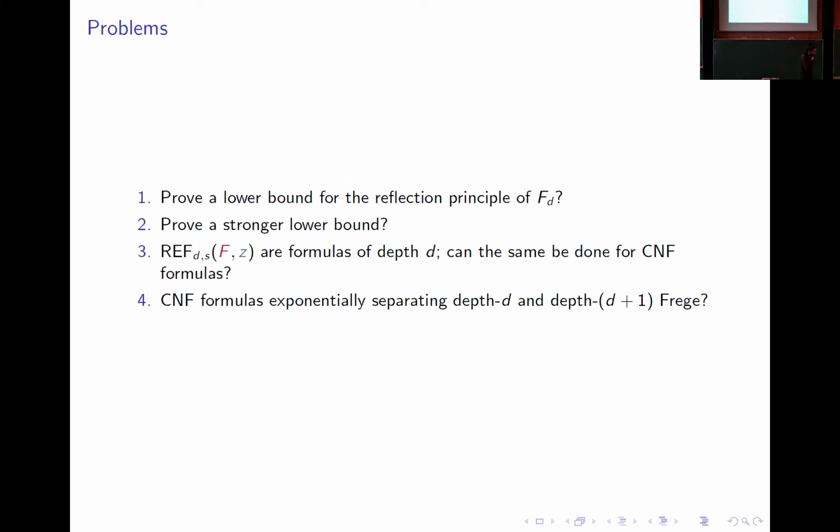Okay. I'm not too proud about this. The first problem is that it would be nice to have the reflection principles, or something closer to the reflection principle than what I have. The second problem is that this reduction is to formulas of depth D, which does not preclude the case of depth D Frege being automatable with respect to CNF formulas. So if you could do the reduction to CNF formulas instead, it would be better. A perhaps related problem is whether there are CNF formulas exponentially separating depth D and depth D plus 1 Frege. And it's related because the reflection principles could be a candidate formula for this.